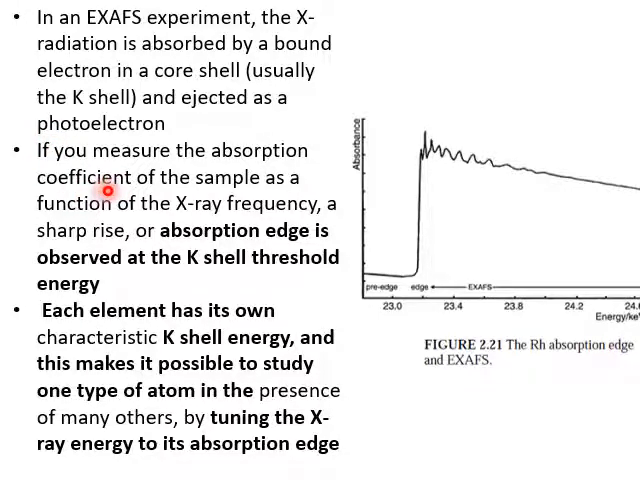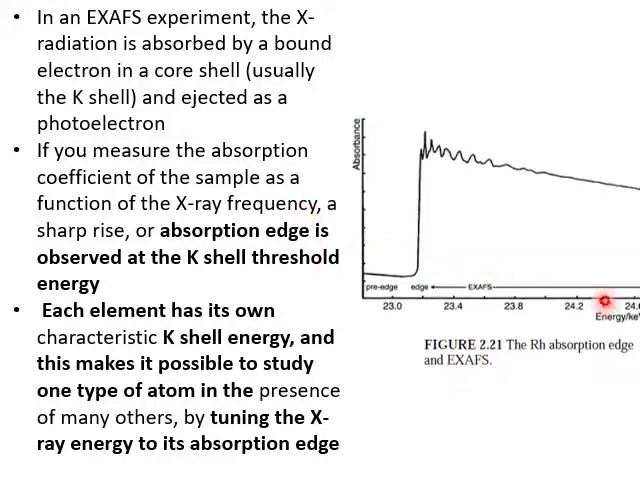If you measure the absorption coefficient of the sample as a function of X-ray frequency, a sharp rise or absorption edge is observed at the K-shell threshold energy. So when this type of graph is drawn, the y-axis is absorbance coefficient, and the x-axis is energy. On the x-axis there can be the frequency of X-rays, or the energy of X-rays. There are different types of graphs. This is the pre-edge, and here the edge is formed. This peak is called the edge.